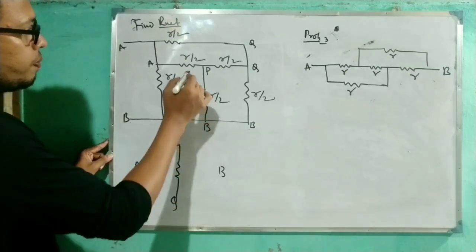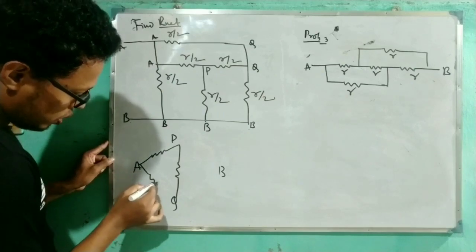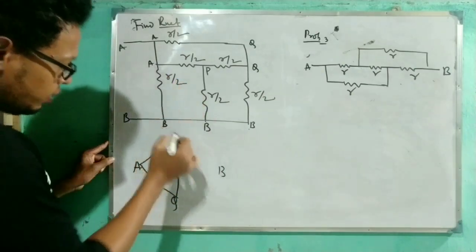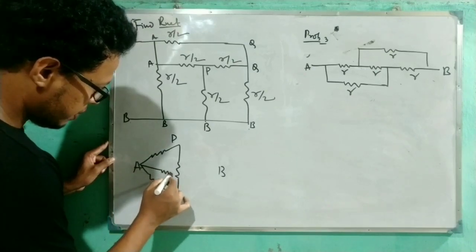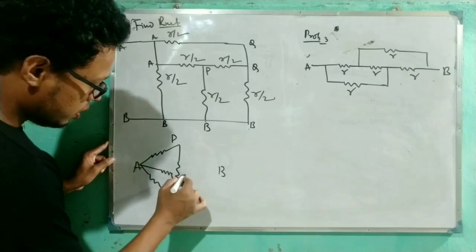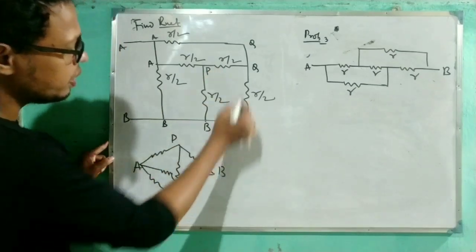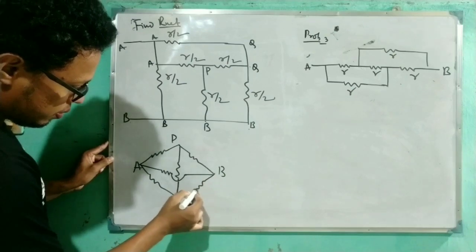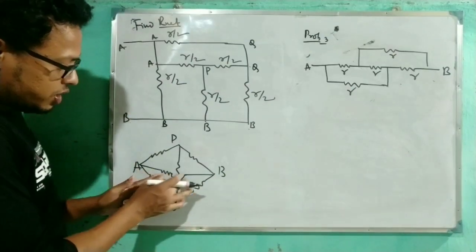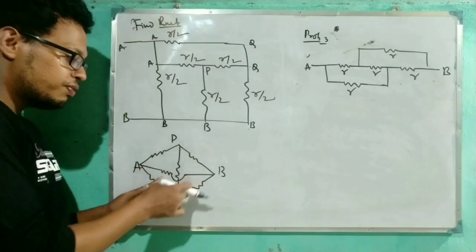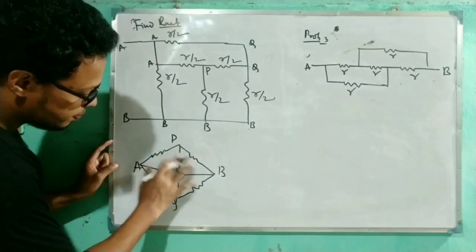Now this one is also A to Q. This one is A to B, but there is no connection, that's why I give the sign like this. And this is P to B, Q to B. Now see, if we consider this resistance is not there, then these five are actually forming a Wheatstone based circuit. Then we can neglect this one.